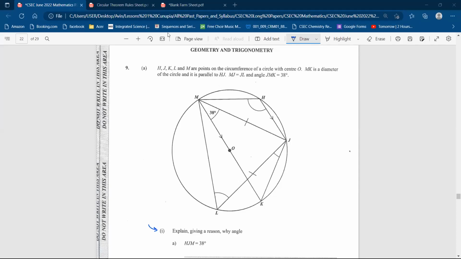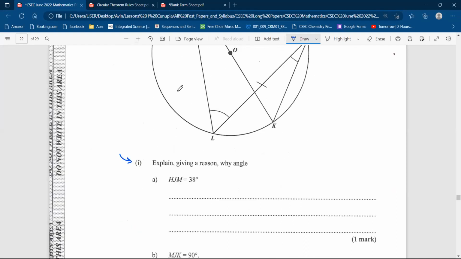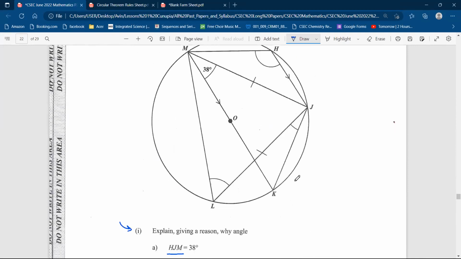Right, so let's zoom in here a little bit. The first part of the question is asking us to show, or give a reason why, HJM is 38 degrees. So how do you interpret three letters, HJM?